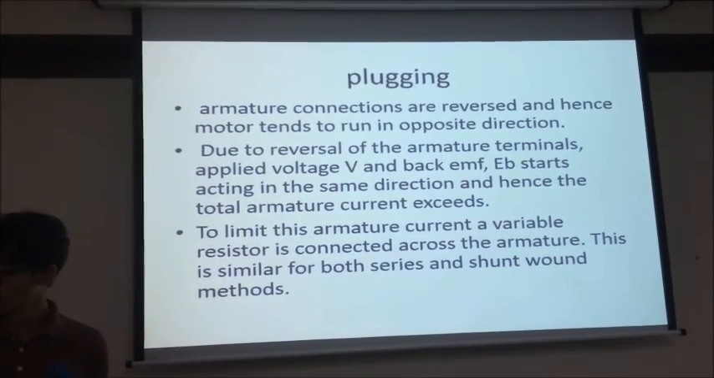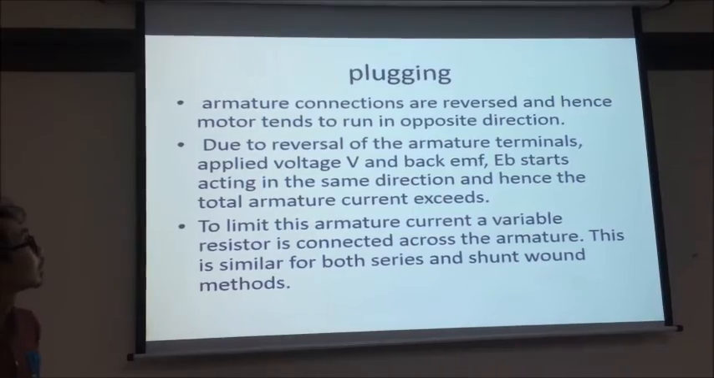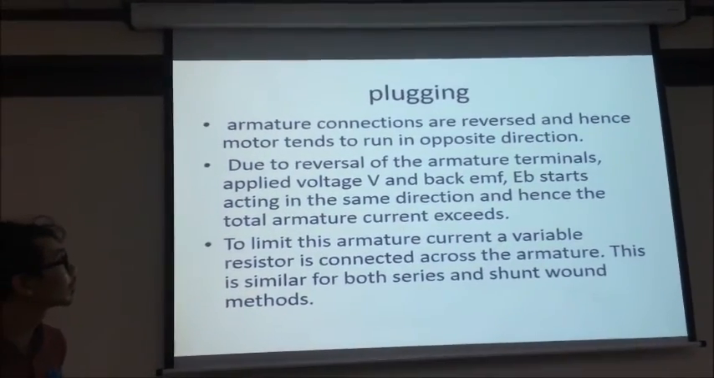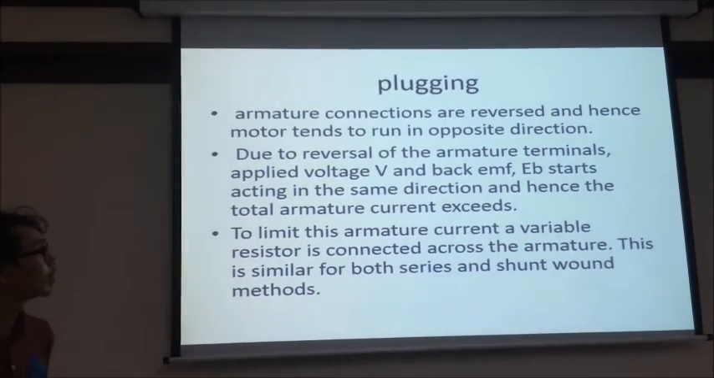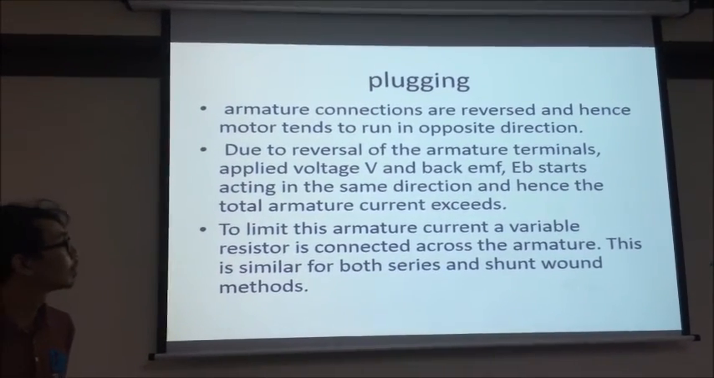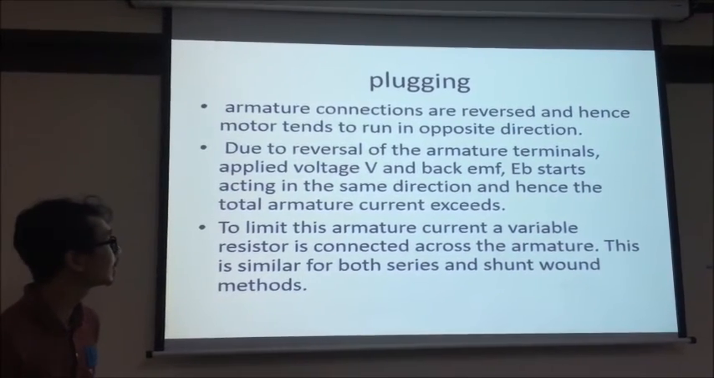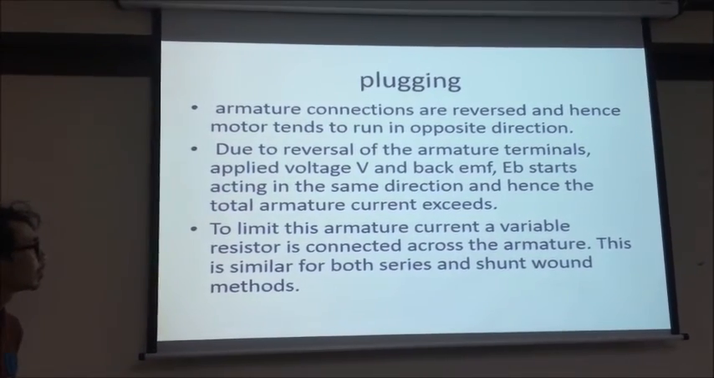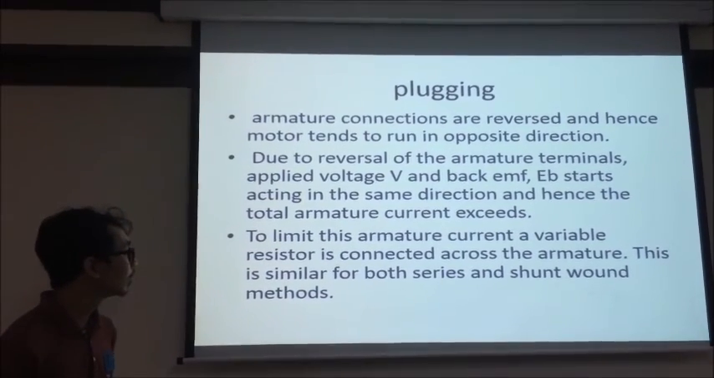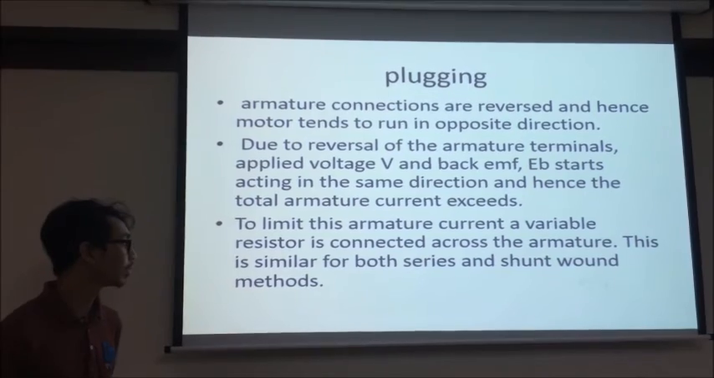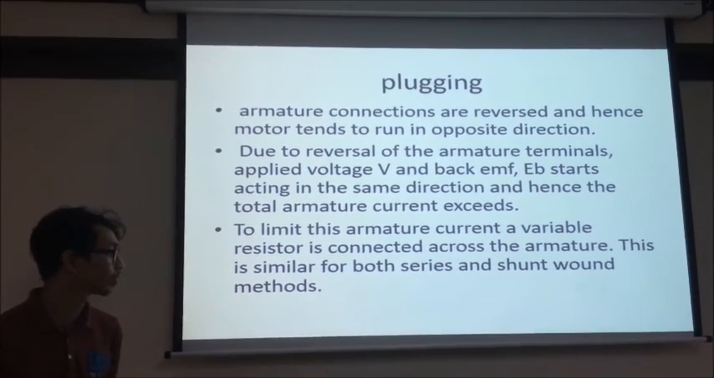Okay, lastly about plugging. In plugging, the armature connections are reversed and hence the motor tends to run in the opposite direction. Due to the reversal of the armature terminals, the applied voltage and back EMF start acting in the same direction and hence the total armature current increases. To limit this armature current, a variable resistor is connected across the armature. This is similar for both series and shunt wound methods.